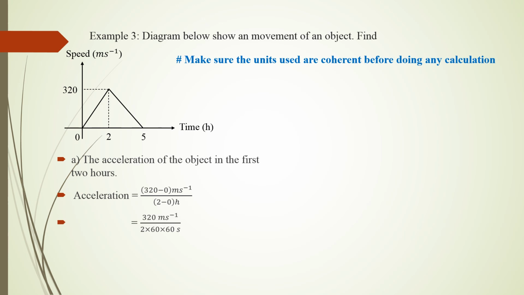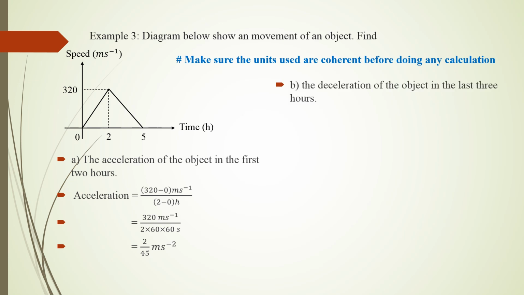So equals 320 meter per second divided by 2 times 60 times 60, change to seconds. Hour is a bigger unit, changing to second, a smaller unit, so multiply. Equals 2 over 45 meter per second per second.